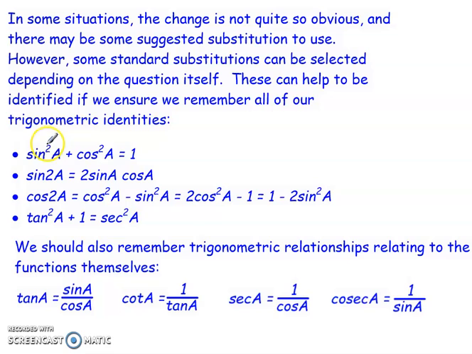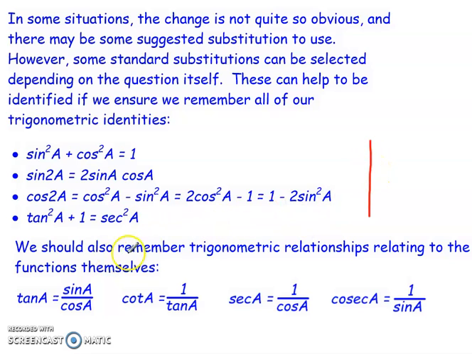So we need to remember sine squared a plus cos squared a is 1. We need to remember that sine 2a is equal to 2 sine a cos a. We need to remember that cos 2a is equal to cos squared a minus sine squared a. And that can then be written in the format of 2 cos squared a minus 1, or 1 minus 2 sine squared a. And we also need to remember that tan squared a plus 1 is equal to sec squared a. So these should be standard formulae that we remember from higher. Go back and have a look at them if you don't.